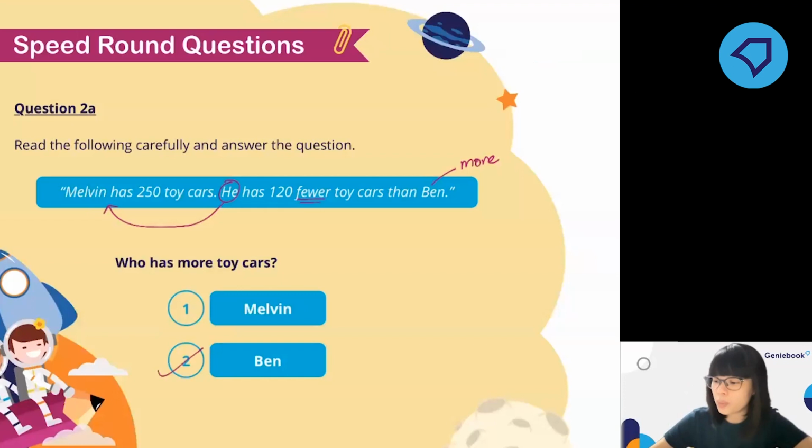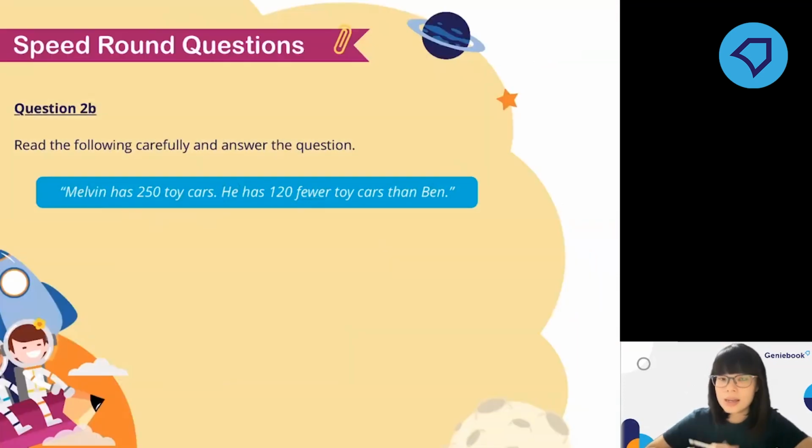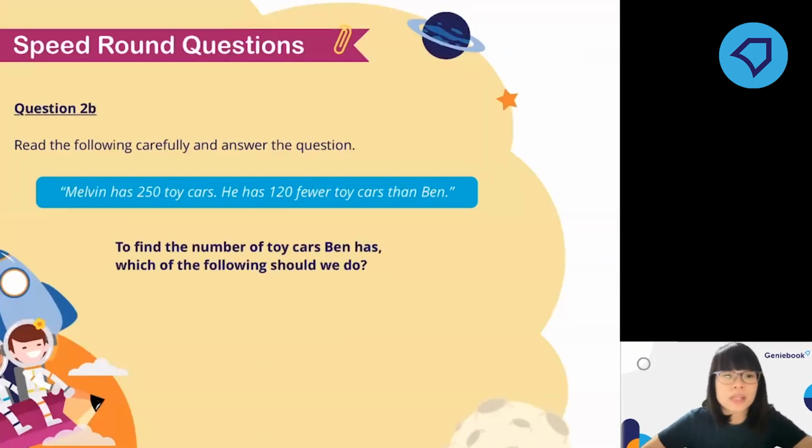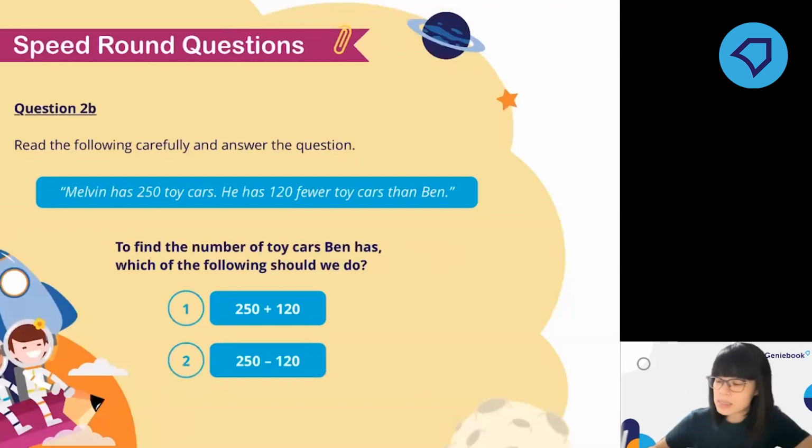So then you guys would know what my next question would be, right? Okay, so my next question to you would be this. To find the number of toy cars Ben has, what do we need to do? Addition or subtraction? Ready? Let's go. Yes, so we know that Ben has more, means we need to do our addition. So you guys are clear already? Just because you see fewer does not necessarily mean you need to do subtraction. Okay? So are you ready for the word problems?